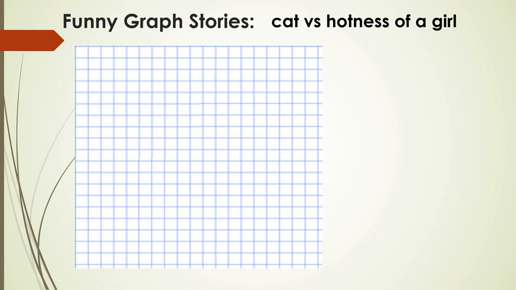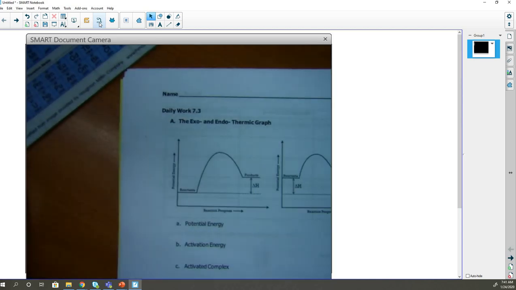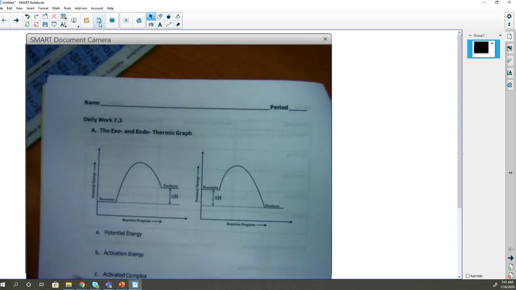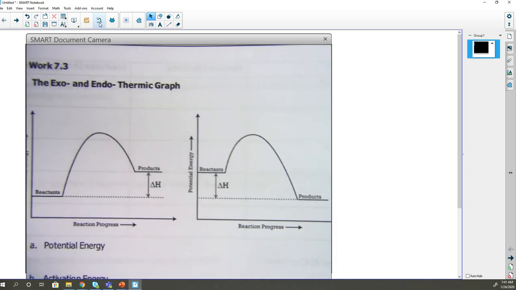All right, so we're going to talk about graph stories. If you look at your graphs here, you can see 2 graphs. I'm going to bring up a thing so I can show you really fast what I'm seeing. Hopefully if it wakes up. I'm thinking about it. Okay. So we have endo and exothermic graphs here. The graphs basically just tell us a story.